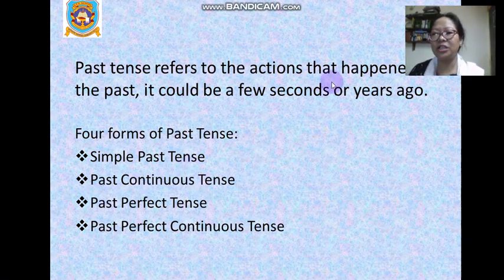Past tense is referred to an action that happens in the past. It could be just a few seconds ago or years ago. Anything where the action is completed is referred to as the past tense.